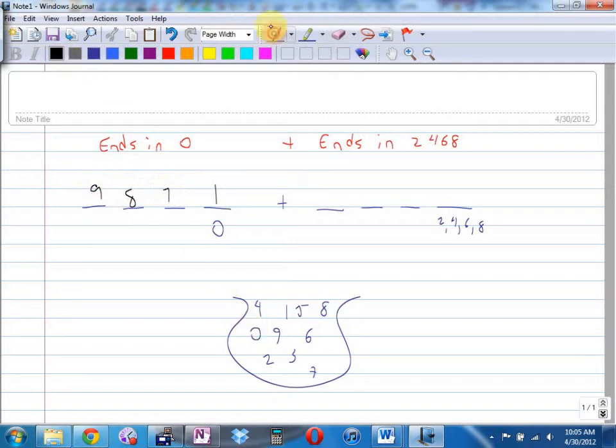In the second case, I have to end in a 2, 4, 6, or 8. How many choices do I have? 0 is still in there. Let's suppose I picked an 8. How many choices do I have left? 0 is still in there. Don't say 9. Can I start with a 0? 8.